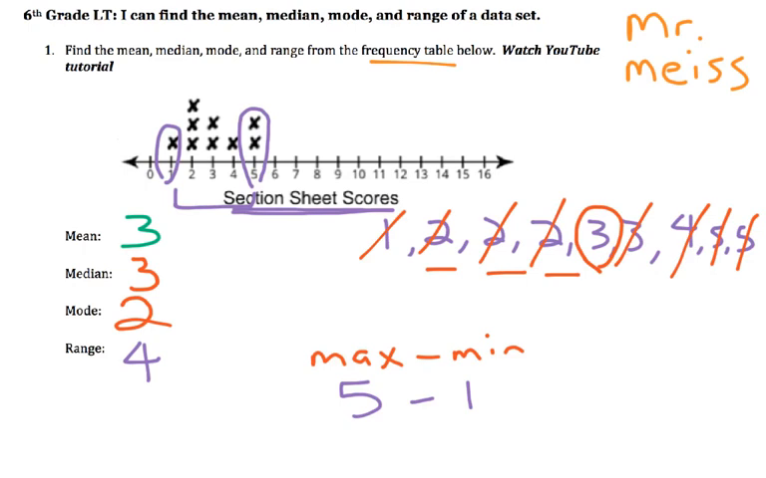So hopefully you're able to get that off of a frequency table and you'll be okay for number 2.